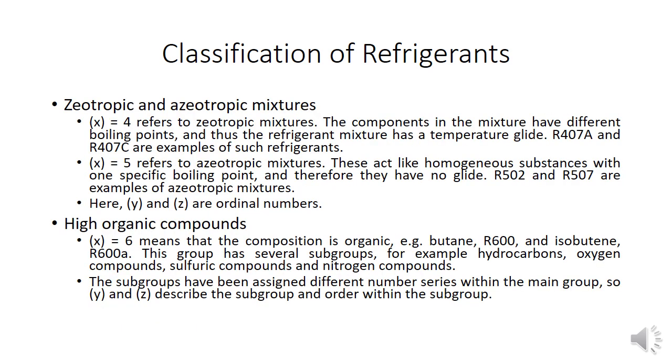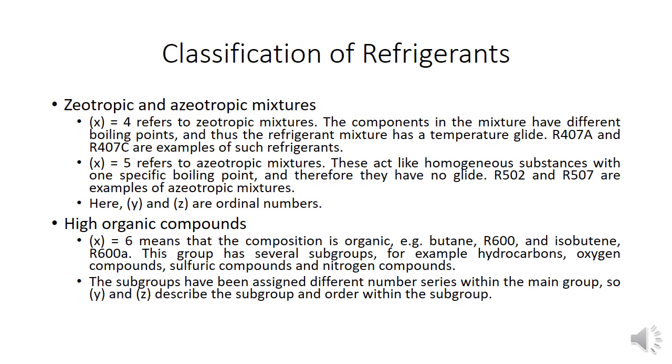The previous slide is related to the direct refrigerants, which have a single compound. Now when we use zeotropic and azeotropic mixtures, it means two or more refrigerants are mixed. When two refrigerants are mixed, it becomes zeotropic. When more than two refrigerants are mixed, it becomes azeotropic mixtures. So when previously X started from 0, 1, 2, now X equal to 4 or 5 is related with the zeotropic and azeotropic mixtures.